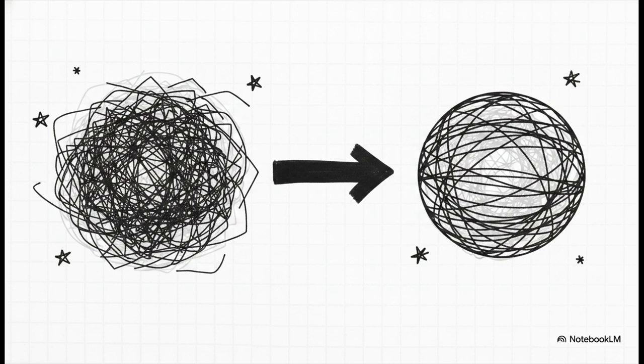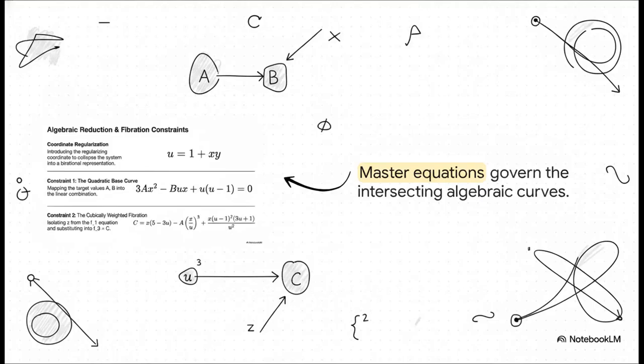Now, to keep this live calculation tractable, without the math just blowing up in our faces, we have to introduce a really simple but incredibly powerful regularizing coordinate. We set u equals 1 plus x times y. It's a neat little trick to collapse the system. And that substitution gives us our exact, precise constraints.